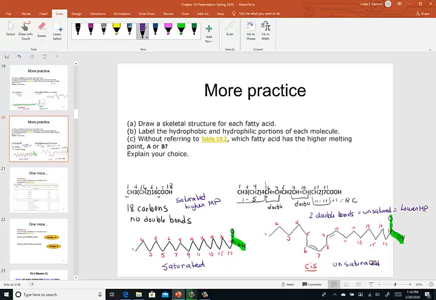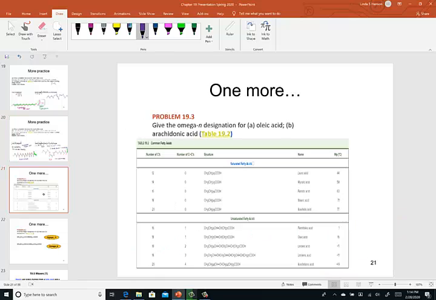How did you do? That just takes some practice, doesn't it? If we think just a little bit more, give the omega N designation for oleic acid and arachidonic acid. Now I put this chart on here and you'll be provided for it on your test, but just know that this is something you wouldn't have to memorize, but you have to be familiar with where to go find the answer. Oleic acid. Well, I can see oleic acid right down here on my table 19.2.